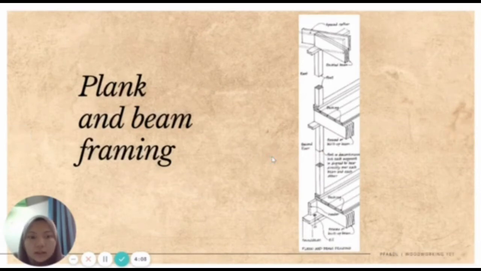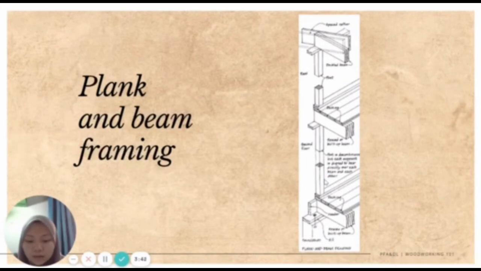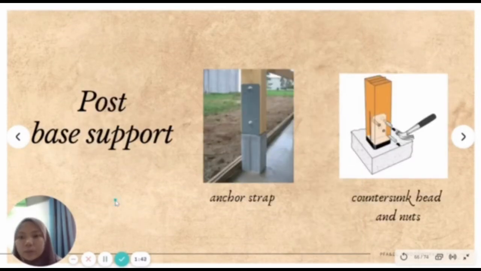So as you can see, there are two levels, which is the first level, second floor, and roof. So the second floor and the first floor are connected by posts, where the post is discontinuous, but each segment is aligned to bear directly over each beam and each other. And also for the second floor and roof, they use the same system as second and first floor. So next is post base support. Post base support has two types, which are ankle strap and countersunk head and knights.